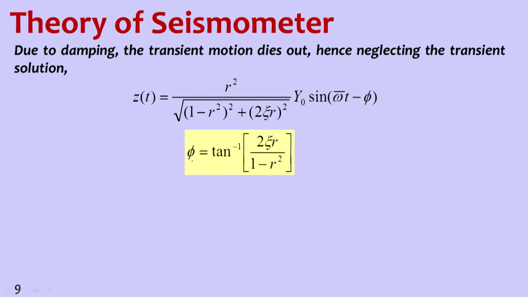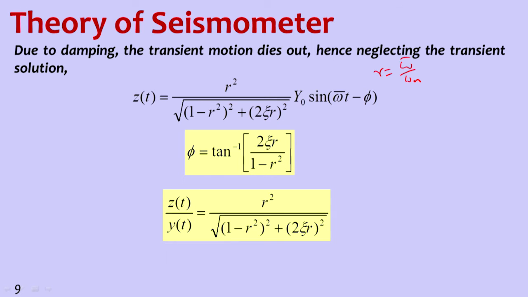So here the phase angle phi is equal to tan inverse of 2 zeta r by 1 minus r square. R is the frequency ratio. Here in this case r is omega bar by omega n. Omega n is the natural frequency which comes from under root k by m, and omega bar is the earthquake forcing frequency. So we can write it like this: the ratio of amplitudes of both the vibrations, z by y0 maximum, is equal to r square by under root of 1 minus r square whole square plus 2 zeta r whole square.